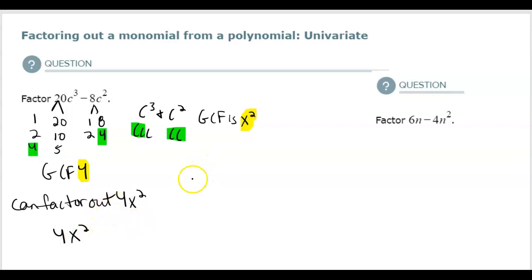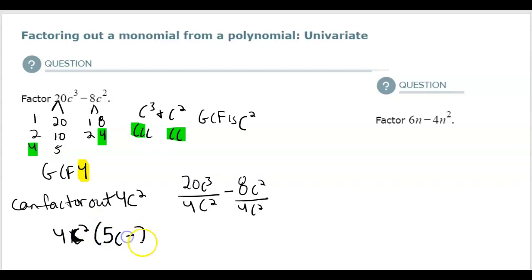So when I factor out a 4x squared, I can think of this as taking 20. Oh, sorry, this should not be an x. That should be a c. I end up with 5c minus 2.